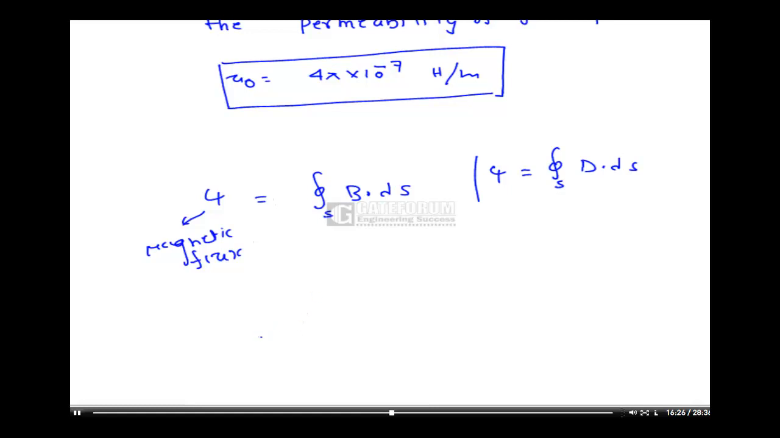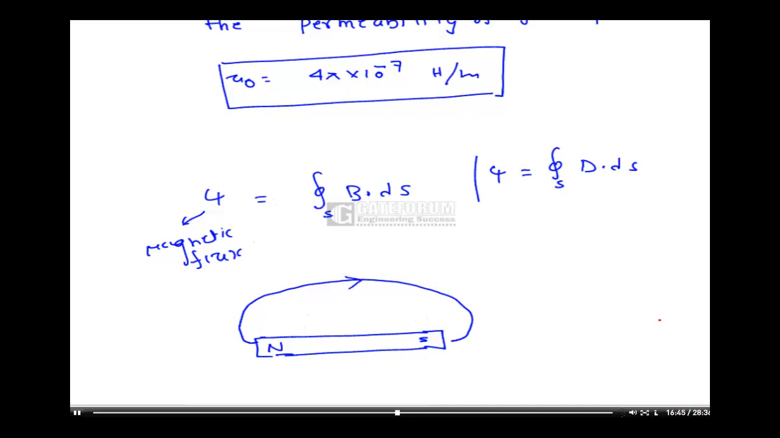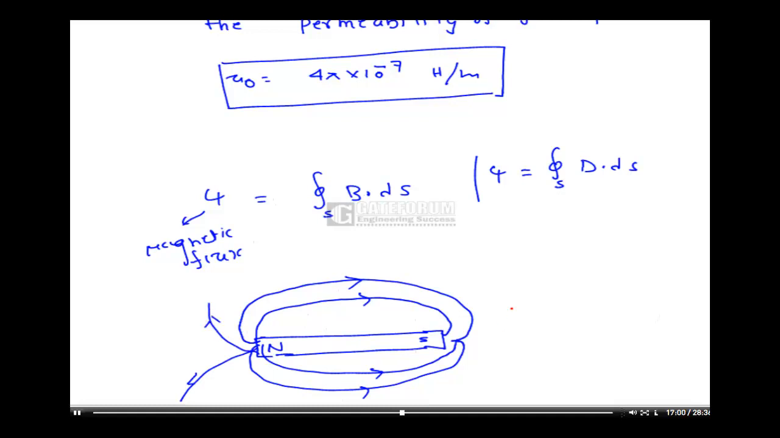One more thing here. Suppose you consider a magnetic bar. A magnetic bar consists of north and south poles. If you draw the field lines, they always go from north pole to south pole, like this. These are the field lines of a magnetic material, leaving from the north pole and ending at the south pole. That is, magnetic flux lines always close upon themselves.